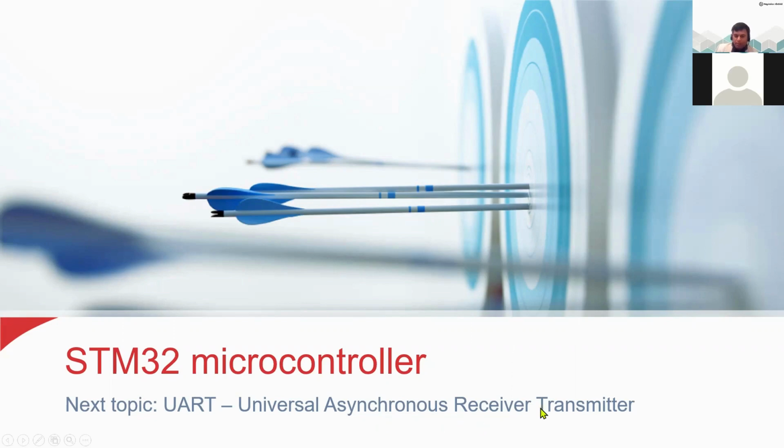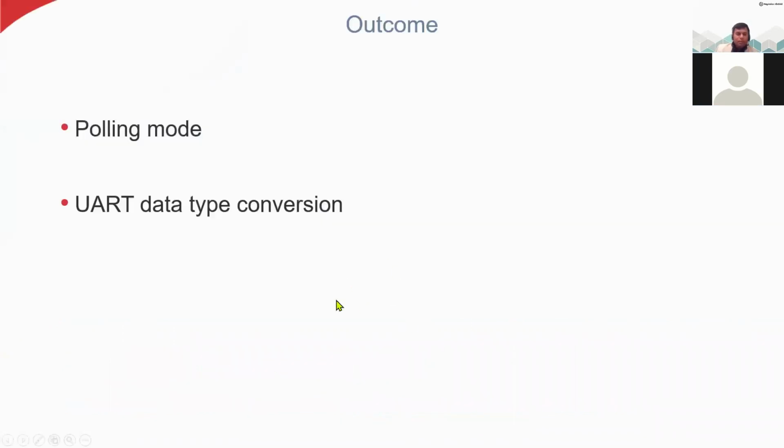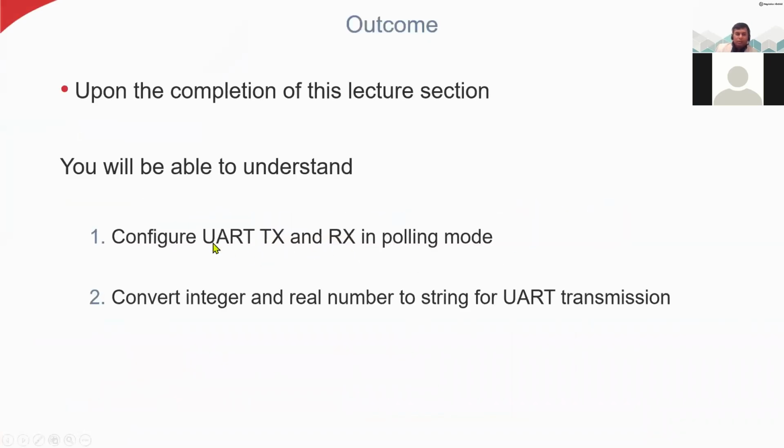Universal asynchronous receiver transmitter mode. So of course we have the polling mode and the data type conversion. We will see now. You can configure the pin as a transmitter or a receiver in polling mode, and that is used to convert an integer number or a real number into a string for your transmission.